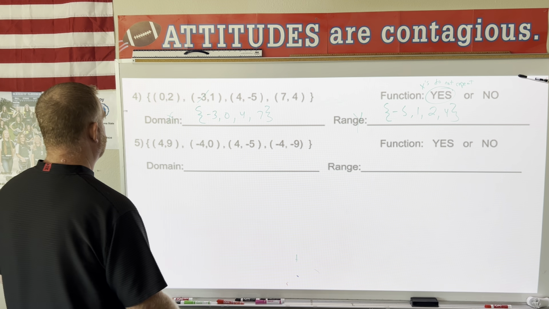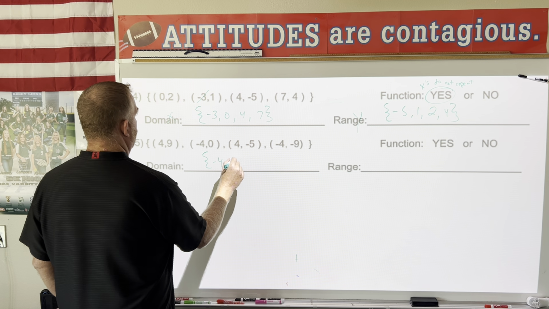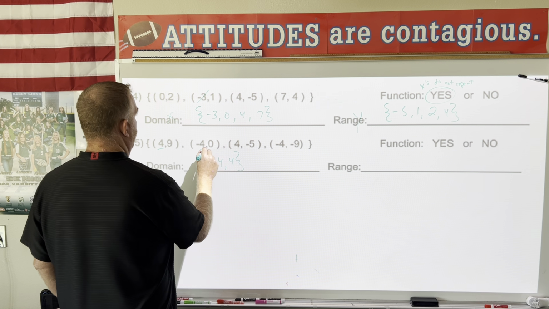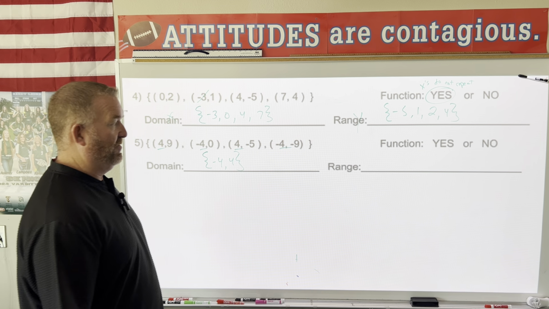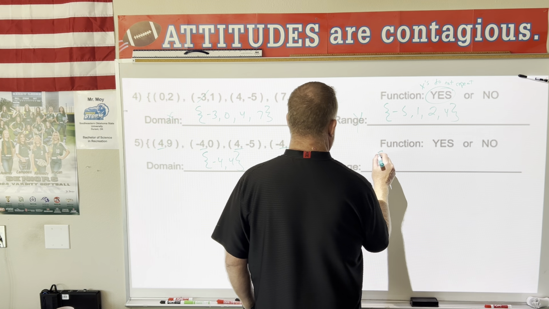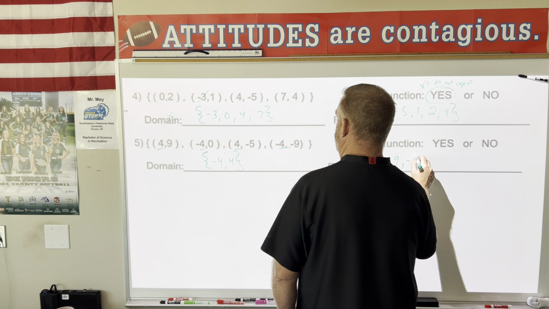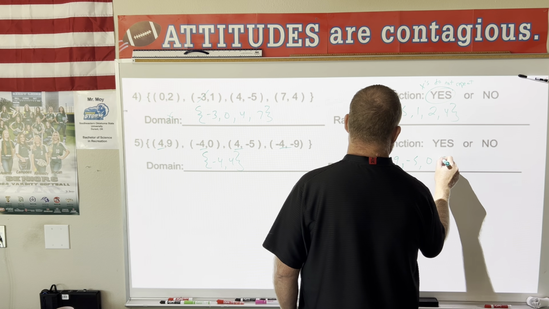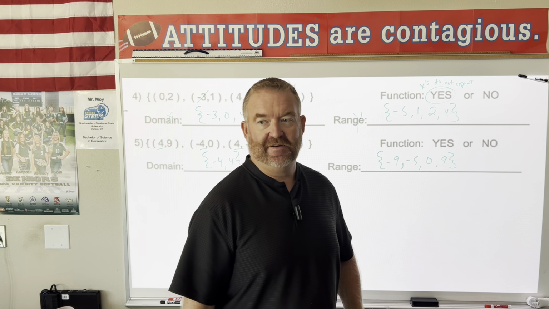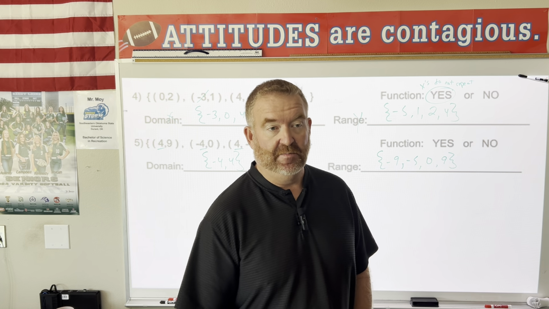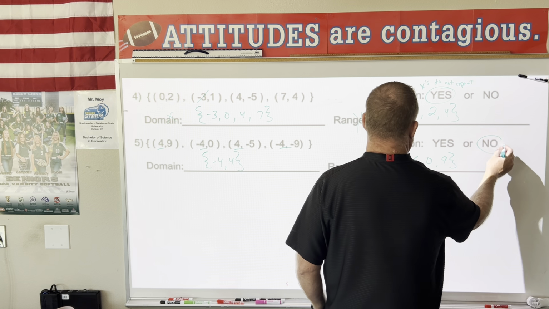Looks like the domain's pretty easy. Looks like -4 and +4, right? Is that it? 4, -4, 4, -4. Those are my only two, right? What's my range? -9, -5, 0, and 9. Here's a dead giveaway. If the range outnumbers the domain, it's not going to be a function. Okay. This one's no. Why is it no?